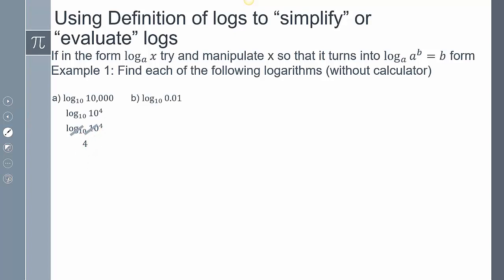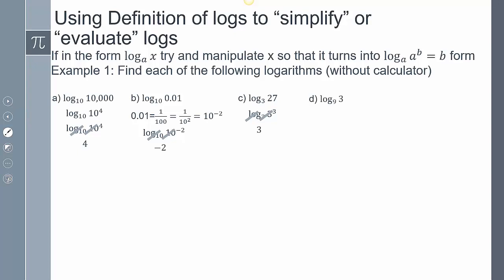If I had log base 10 of 0.01, well, that 0.01 is the same as 1 over 100, which is 1 over 10 squared, which is 10 to the negative 2. So I can replace that 0.01 with 10 to the negative 2. Now the log base 10 and the 10 cancel out, and I'm left with negative 2. Log base 3 of 27: I can change the 27 to 3 to the 3rd power, and so the log base 3 and the 3 cancel out, and I'm left with 3.